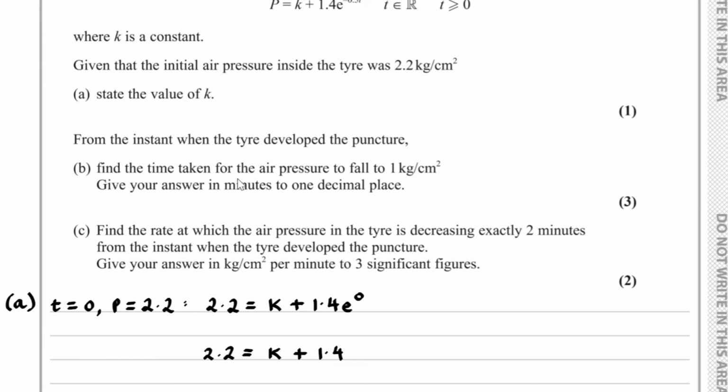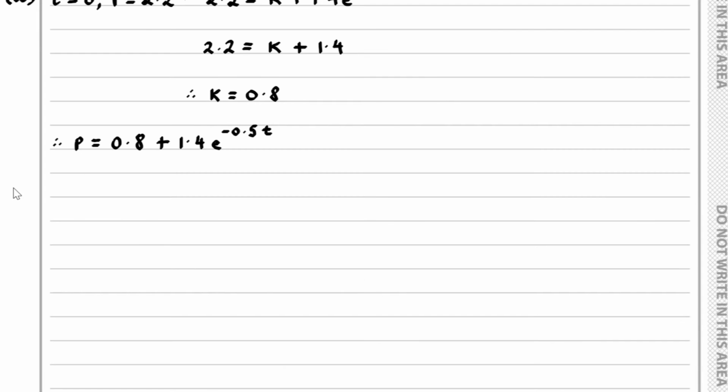For part B, from the instant when the tyre developed the puncture, we have to find the time taken for the air pressure to fall to 1 kilogram per centimetre squared, give your answer in minutes to 1 decimal place. So, for part B, we are finding the corresponding value of t when p is equal to 1. So we have 1 equals 0.8 plus 1.4 e to the negative 0.5 t.